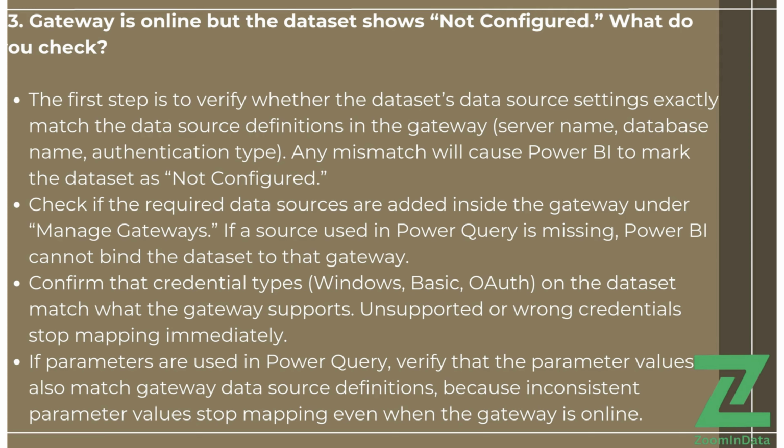Confirm that credential types, Windows, Basic, OAuth, on the dataset match what the gateway supports. Unsupported or wrong credentials stop mapping immediately. If parameters are used in Power Query, verify that the parameter values also match gateway data source definitions, because inconsistent parameter values stop mapping even when the gateway is online.